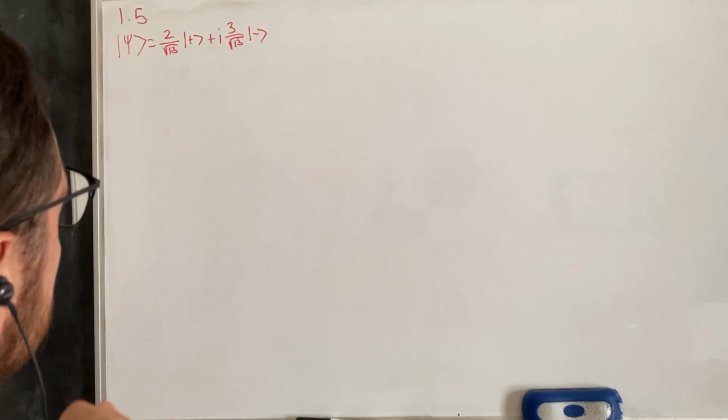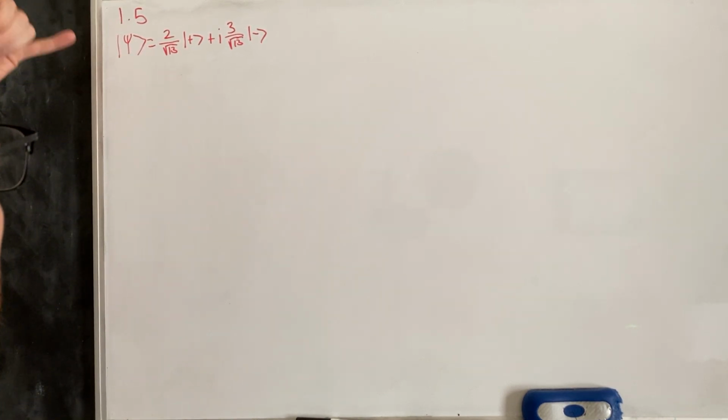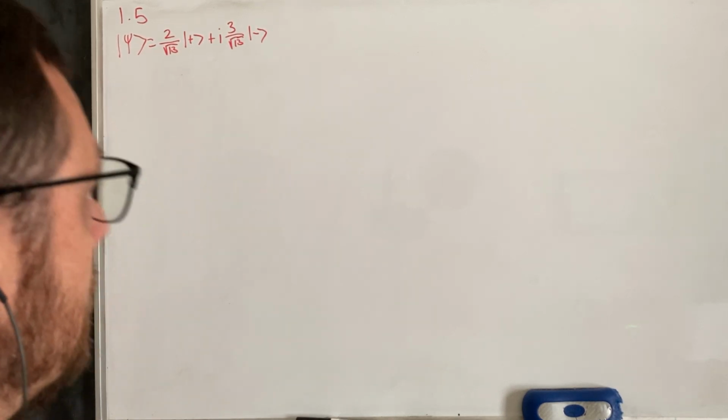It's asking to find the probabilities for up and down in the z direction, and then the probabilities for up and down in the x direction. The z direction is very simple. And again, if you've been following my video so far, you can probably just look at this and already know the probabilities. But if you're just jumping in for this video, you might not be able to see that yet. So we'll walk through that.